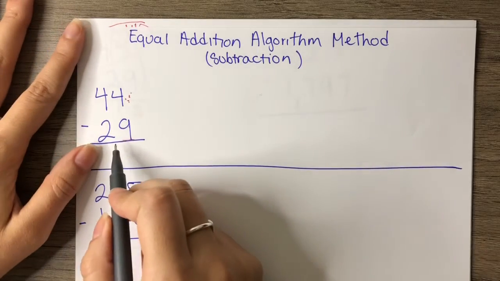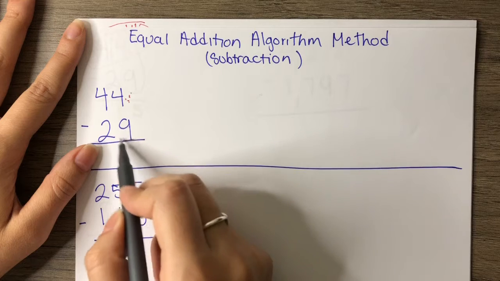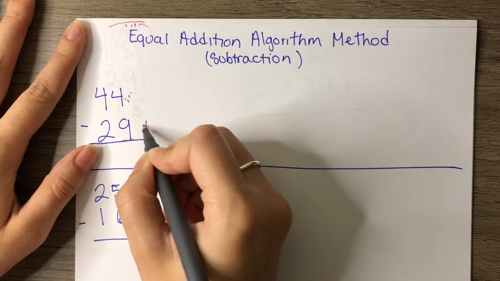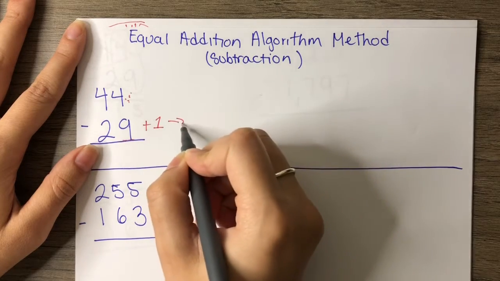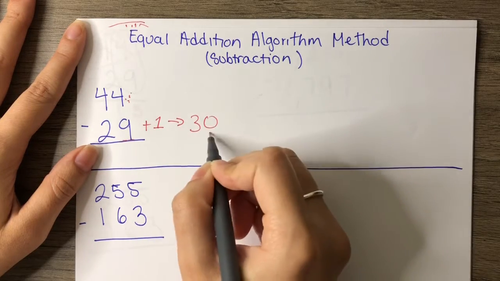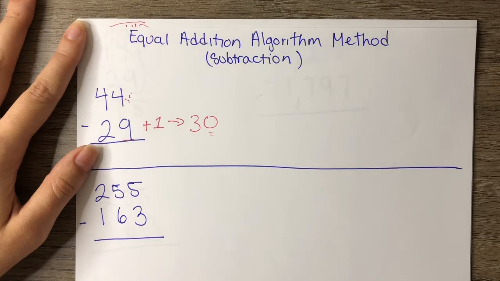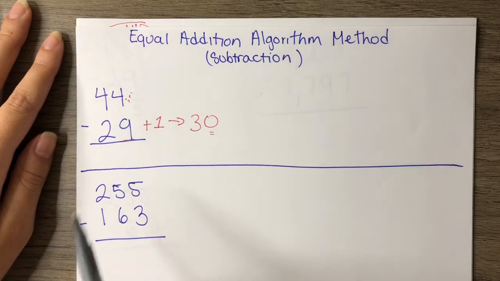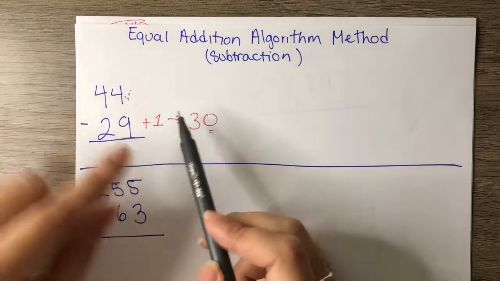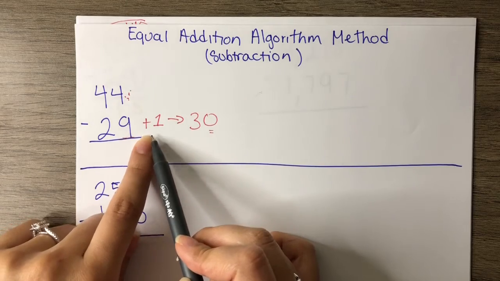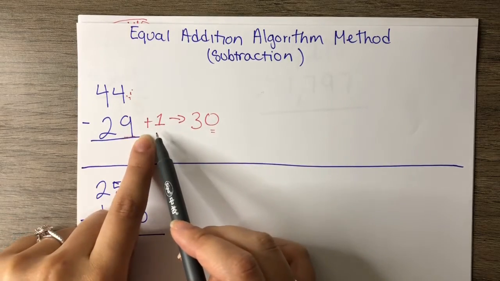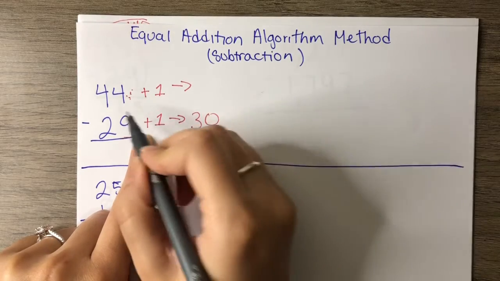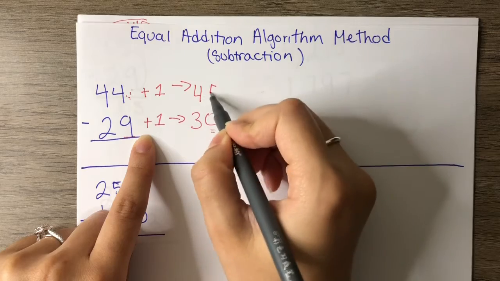How can we make 29 have a 0 in the units, in the ones place? We can add 1, because if we add 1, we get 30, and now we have a 0 in our ones place. But one very important thing you cannot forget when using this method is that what you do to the bottom, you have to do to the top. So if you added 1 here, you have to add 1 to the top as well. So 44 plus 1 gives us 45.